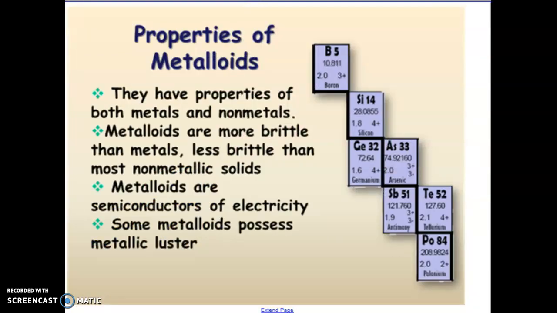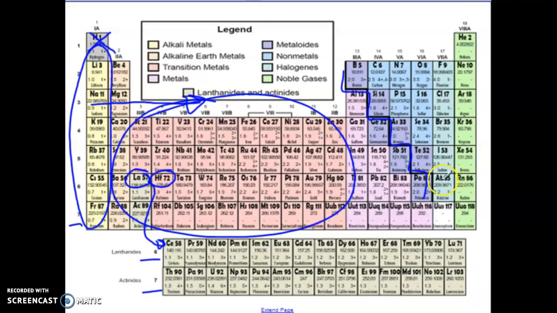Okay, so metalloids. Metalloids are the elements that are along the staircase. But notice there are two empty spots, the element here and the element here. This element missing is aluminum. Even though aluminum is on the staircase, it is in fact a metal. Over here to the right, I believe it is astatine. Yes, this is a non-metal. So here's aluminum, here's astatine. This is a non-metal, this is a metal.